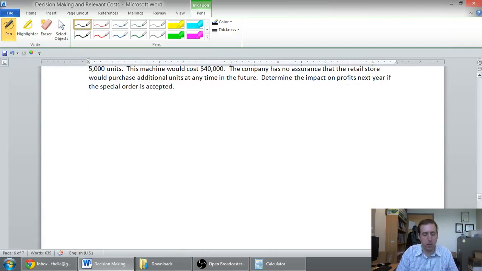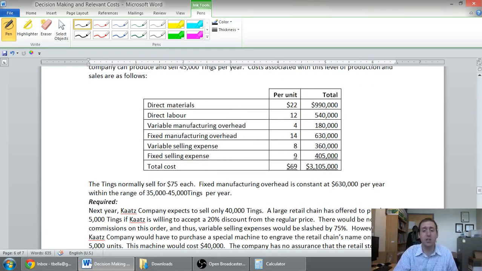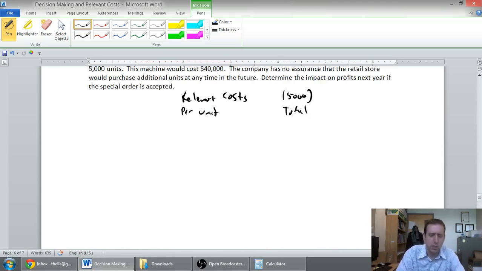Okay, so what are the relevant costs to this decision? And why don't we do it in per unit and in total? And remember, our total is 5,000 units that we're going to be moving off to this department store. So materials, always going to be relevant. They certainly are here. Again, the option is to make these 5,000 units or to make 0 units for this special order. So if I make them, I pay $22 a unit in materials. If I don't make them, I spend 0 in materials for these 5,000 units, and that totals to $110,000, I believe.